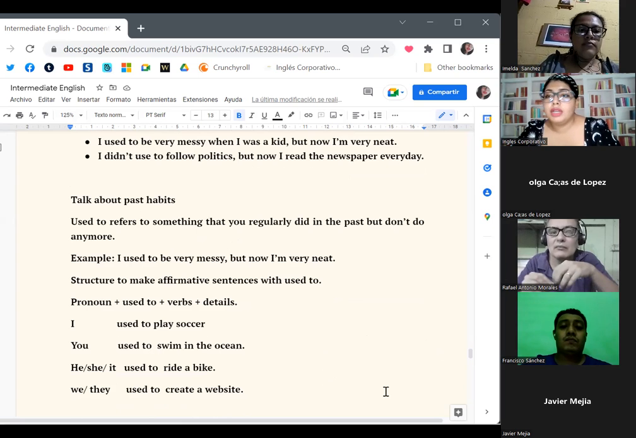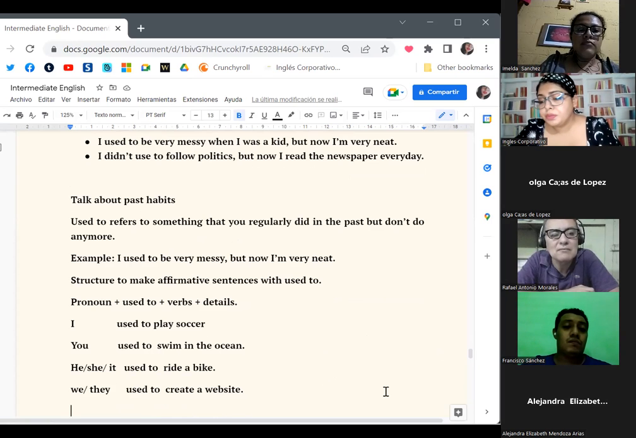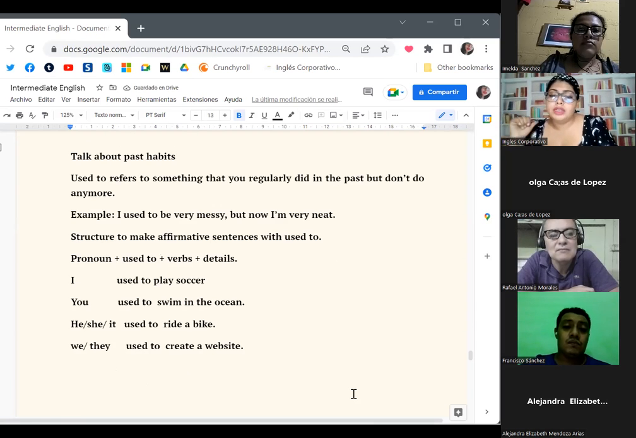We were also talking about the structure to write sentences in the past using this structure. We just need four elements: the pronoun or the subject, this structure that is used to, then a verb, and then the details or complements. So we have the structure, and now we are going to create other examples to understand better the structure that we are using for affirmative sentences.